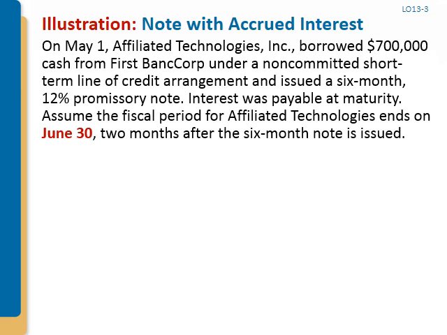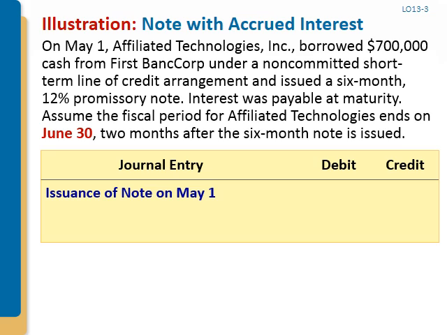Accrued interest payable arises in connection with notes and other forms of debt. As a continuation of our previous example, let's assume the fiscal period for Affiliated Technologies ends on June 30th, 2 months after the 6-month note is issued. To record the issuance of the note, we debit the cash received of $700,000 and credit notes payable for the same amount. On June 30th, the 2 months accrued interest is calculated as $700,000 times 12% times 2/12 equal to $14,000.